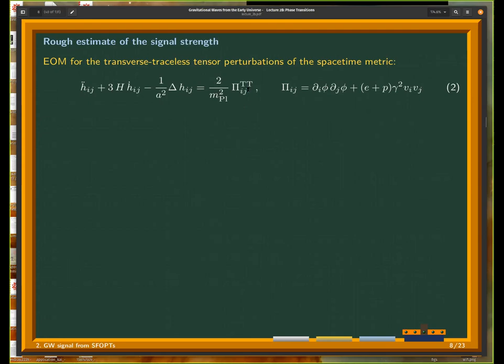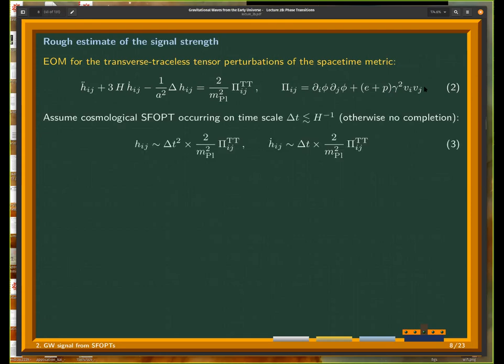We have the source term on the right-hand side, and for a phase transition, the anisotropic stress tensor has this form. We have seen this already during the previous lecture. So there's a term for the scalar field, the order parameter, that describes the gradient energy that can be contained in the scalar field, which is then, for instance, contained in the expanding bubble walls during the phase transition. And there's the second piece, including the energy density and the pressure of the fluid, of the plasma. Gamma is just the Lorentz factor, and then V is the velocity field of the plasma.